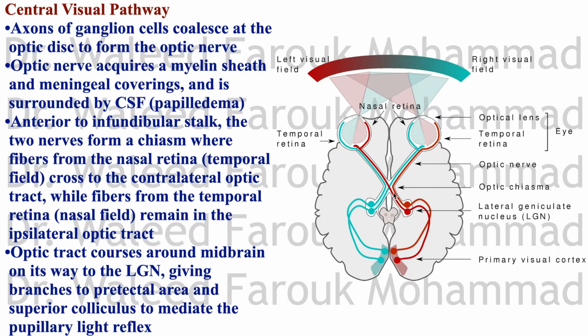Then the optic tract is formed and courses around the midbrain on its way to the lateral geniculate nucleus in the posterior aspect of the diencephalon, and they give branches to the pretectal area and superior colliculus to mediate the pupillary light reflex. You can study this in further detail in the vision lectures in the general anatomy.